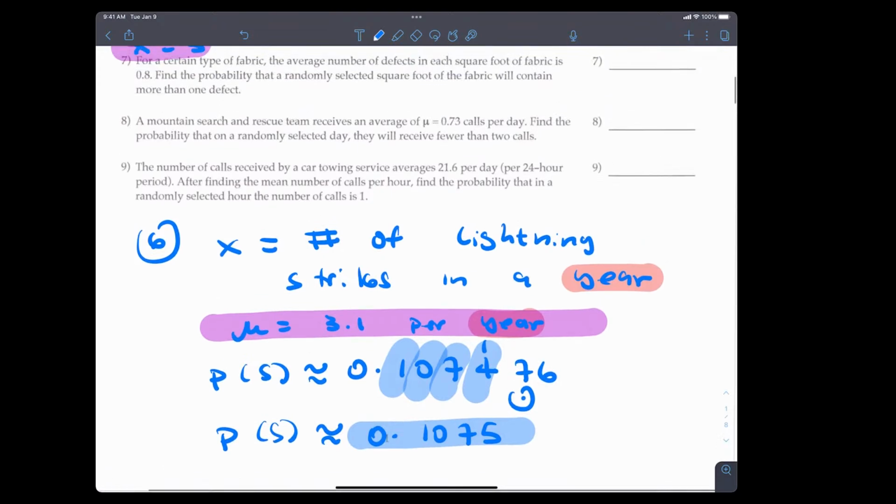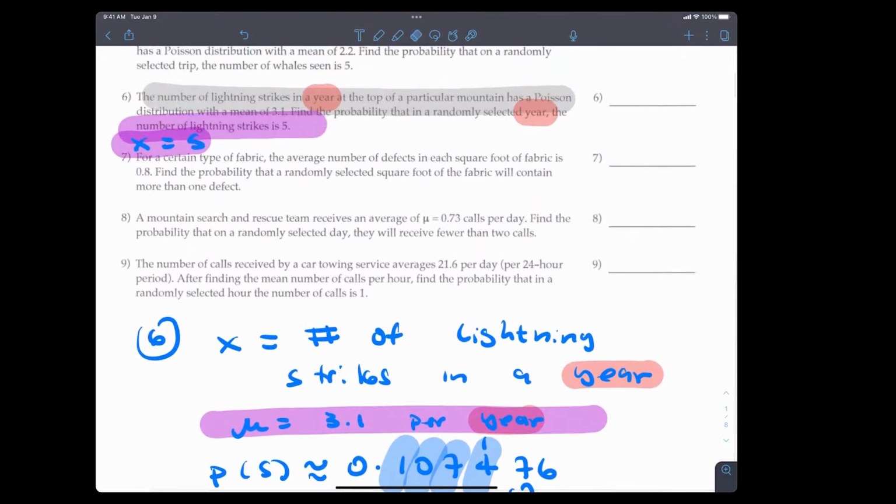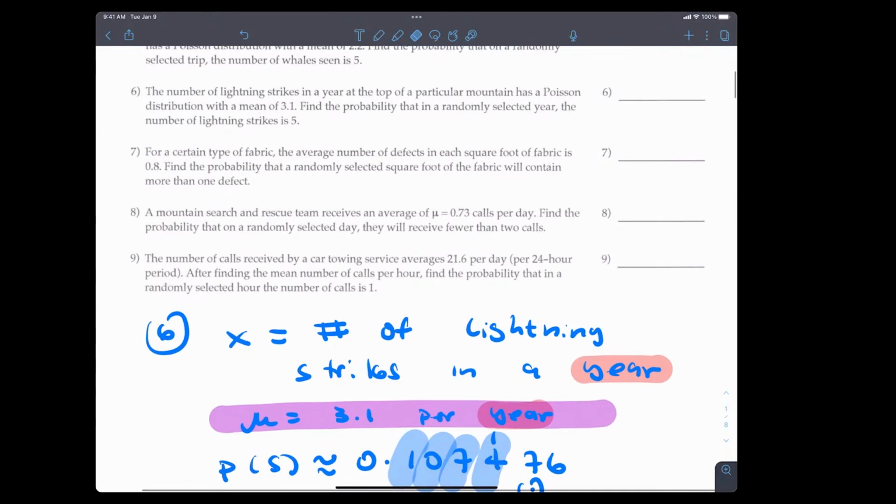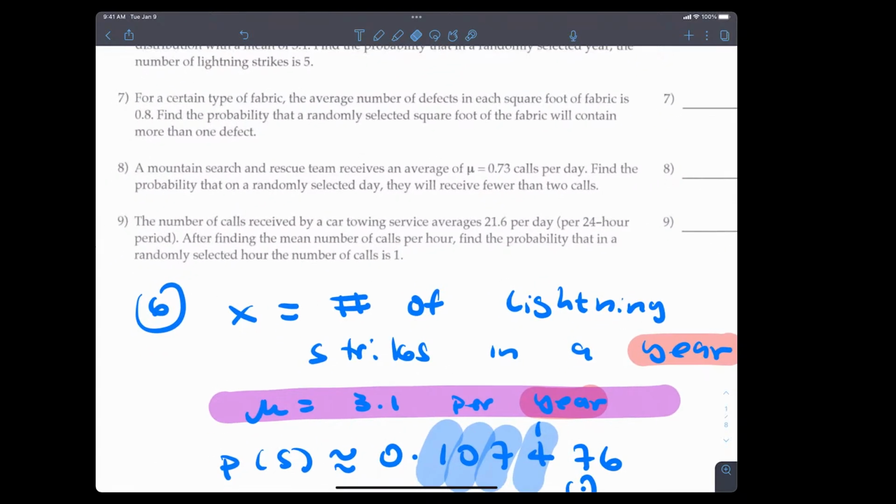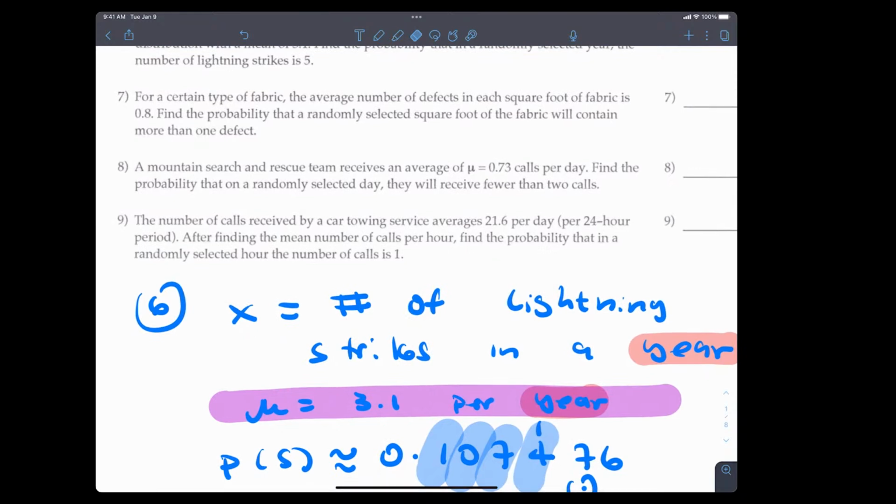Okay, number 7 here. Let's get rid of all of our highlights. So let's see what number 7 is going to be here, ladies and gentlemen. For a certain fabric, the average number of defects in each square foot is 0.8. So the average number of defects, that's mu. Mu is 0.8 defects in a square foot of fabric.